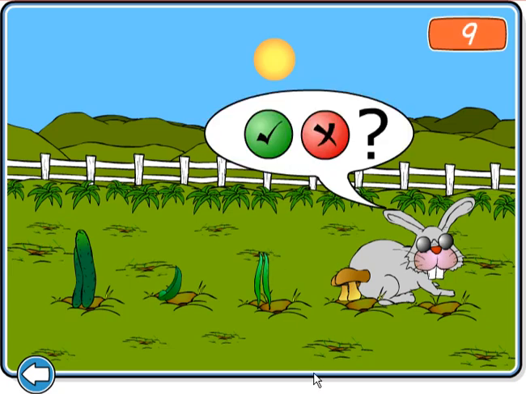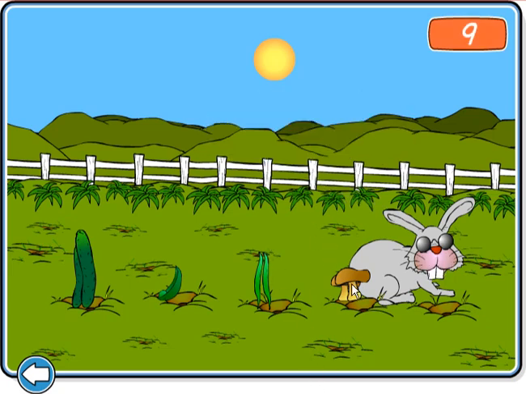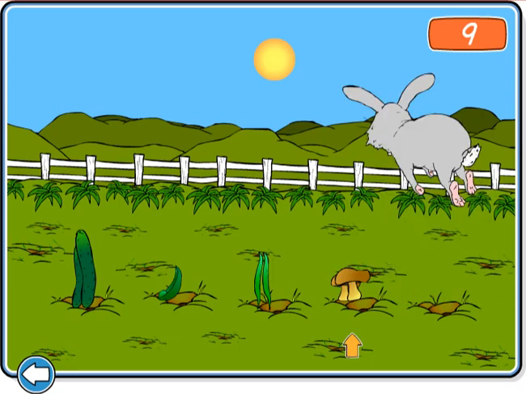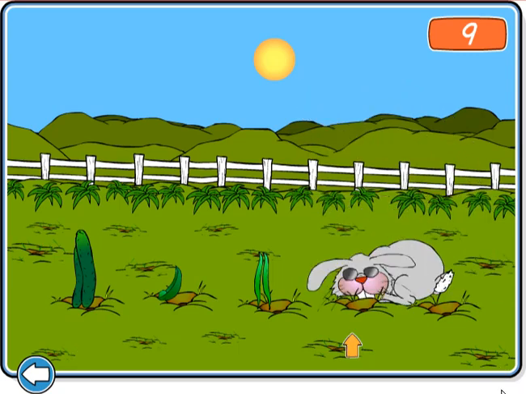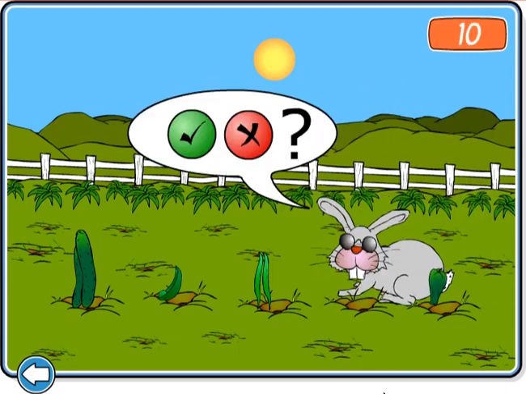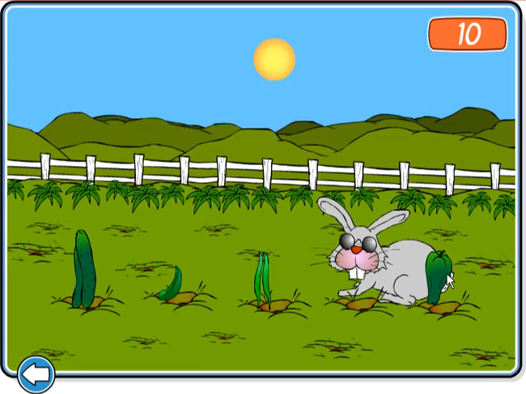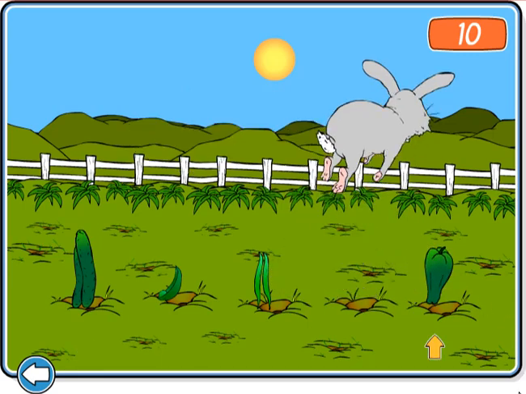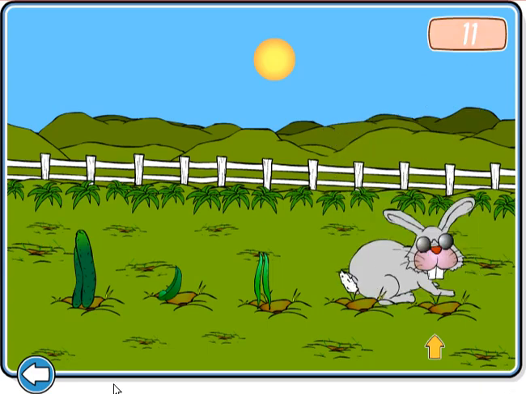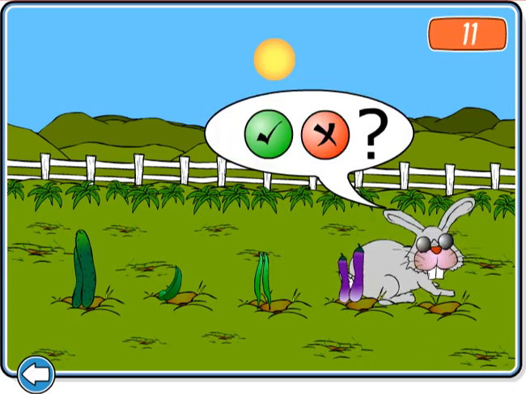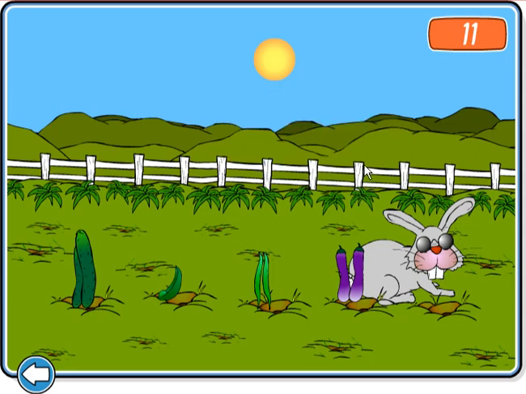Are there any mushrooms? Yes, there are. There are some mushrooms. Are there any green peppers? Yes, there is. There is one green pepper. Are there any carrots? No, there are not. There aren't any carrots.